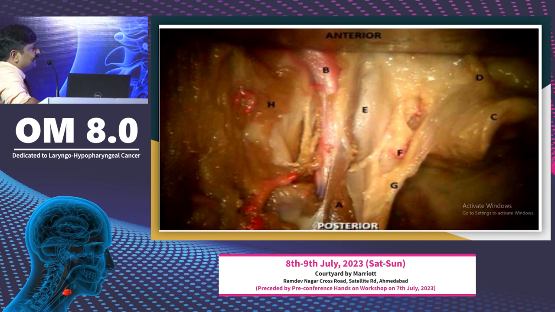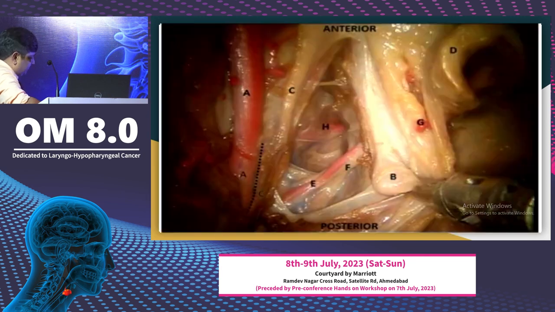Now look at this picture. This is epiglottis. This is median glossoepiglottic fold. This is superior branch of superior laryngeal artery. This is hyoid bone. So you will get a closer look in this picture. This is hyoid bone. This is superior laryngeal artery. This is internal branch of superior laryngeal nerve.